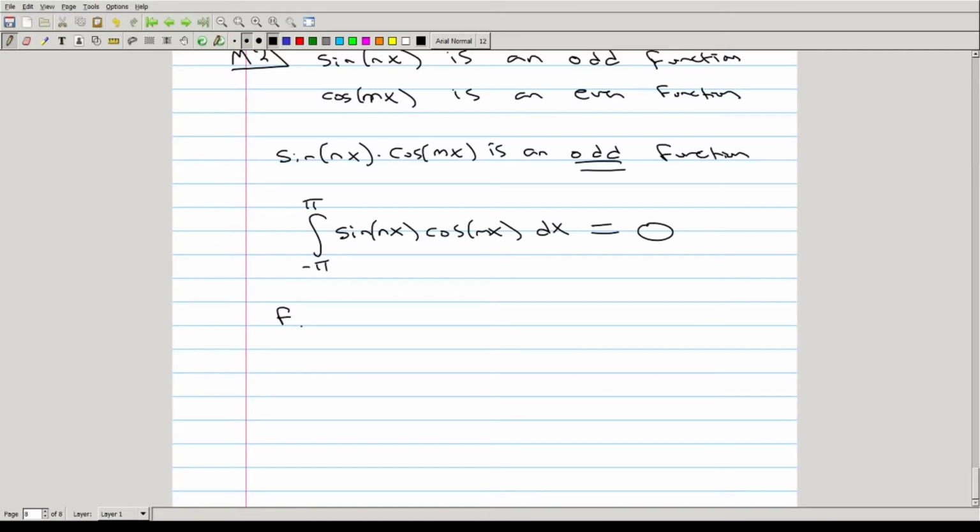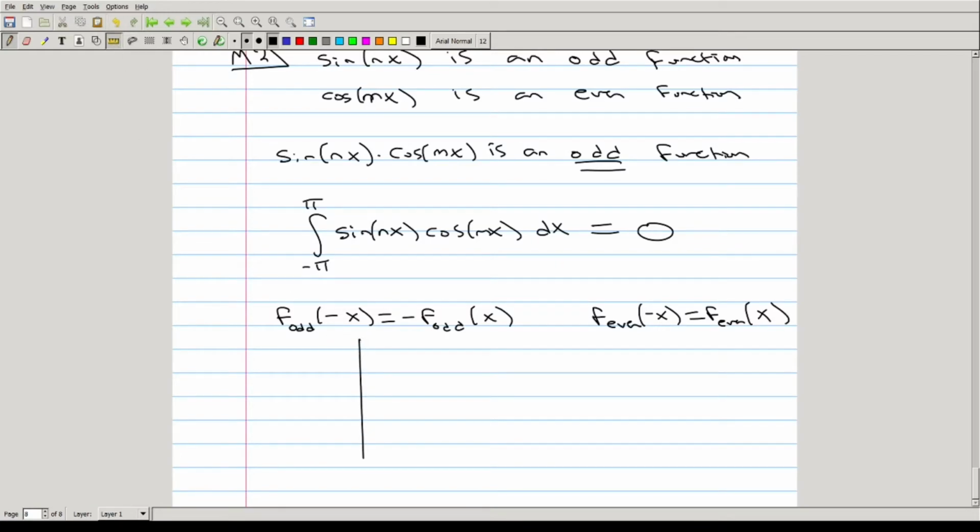Remember that if f is an odd function, then f odd of negative x will be equal to negative f of x. And if f is an even function, f of negative x will be equal to just f even of x itself.